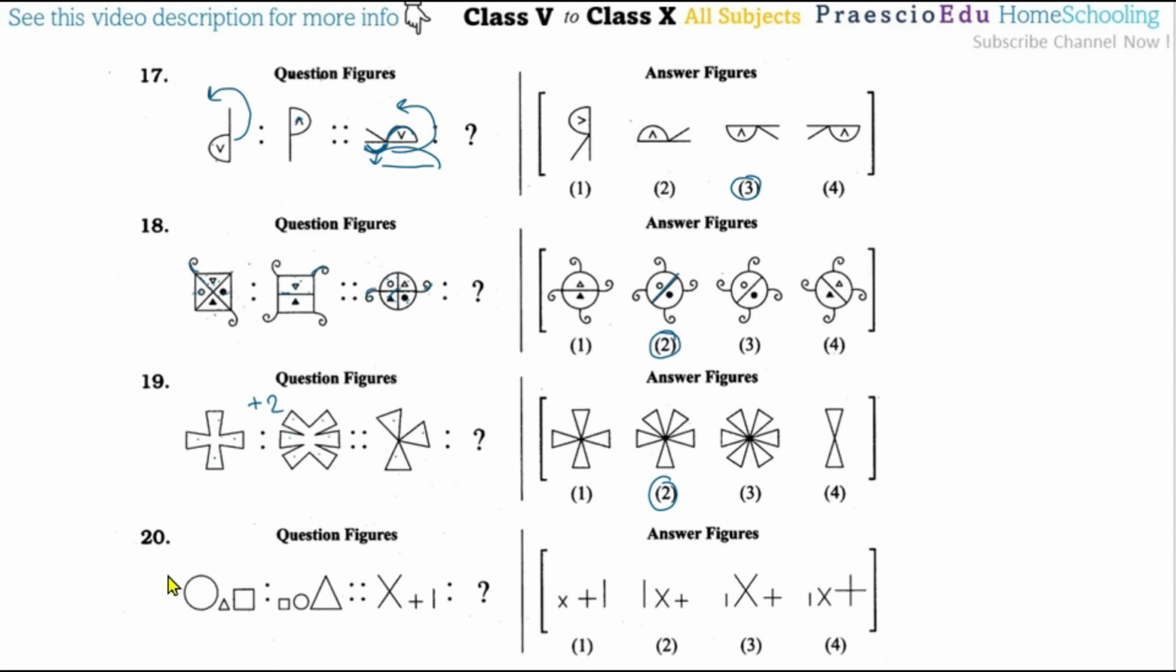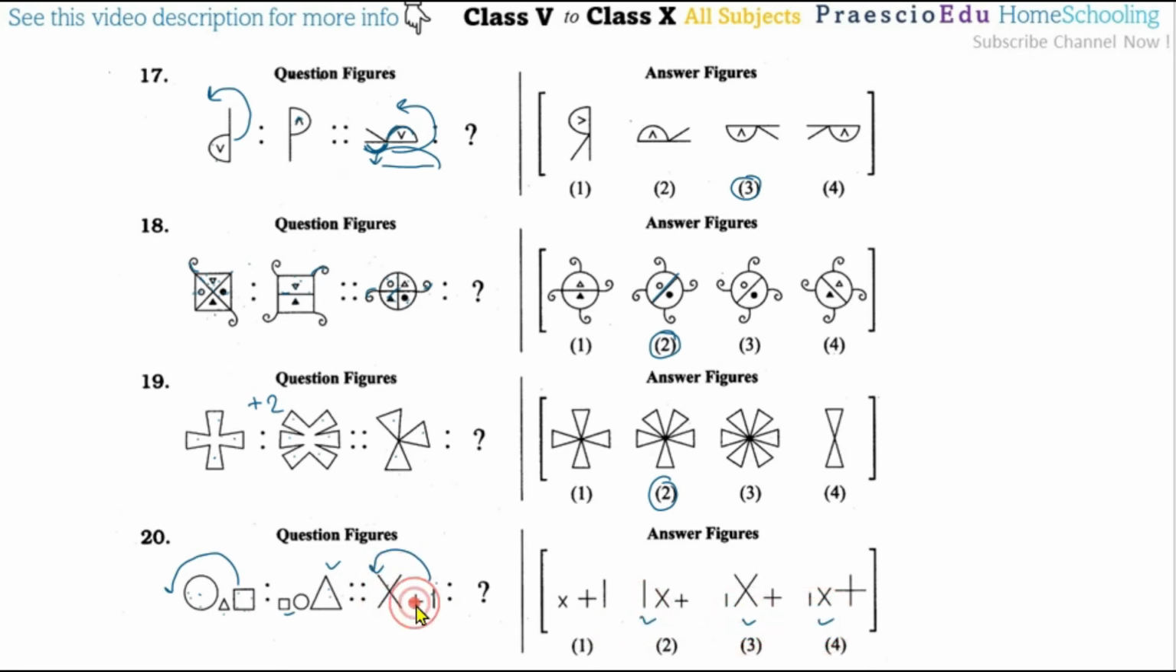Now question number 20. Circle, then small triangle, and then square. So now the square becomes first, then the second term comes, and then these circles and the triangles are moving to the right side. But now in the next figure, the triangle is becoming bigger in size. Likewise, this one becomes first. So this means option number 2, 3, and 4.